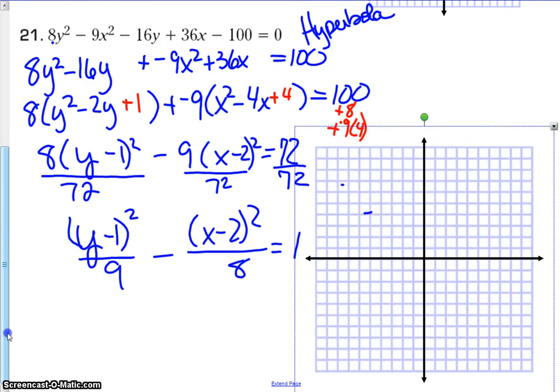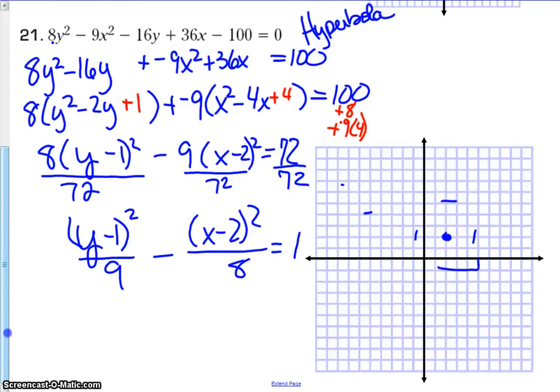We'll start with the center point. It would be at 2, 1. So I'd be at 2, 1 right here. That's my center point. From there, in the x direction, I'm going to go square root of 8, which is a little bit less than 3, to the left and to the right. So 1, 2, 3, a little less. 1, 2, 3, a little less. All right, and then above and below it's 3, 1, 2, 3. There's my 3. So you make your box. I know my box isn't perfect, but we're going to deal with it.